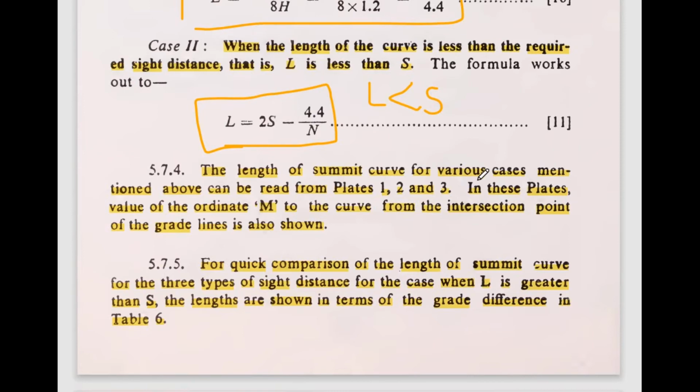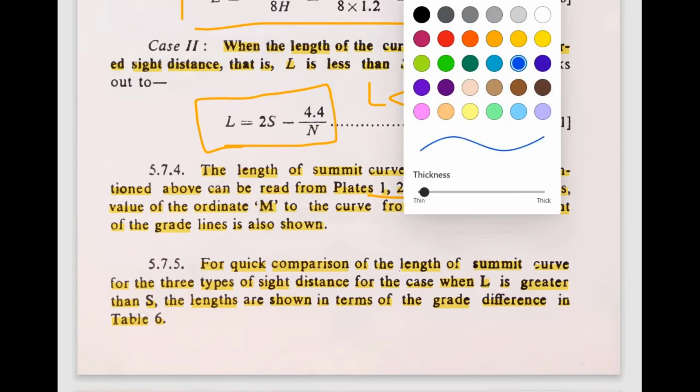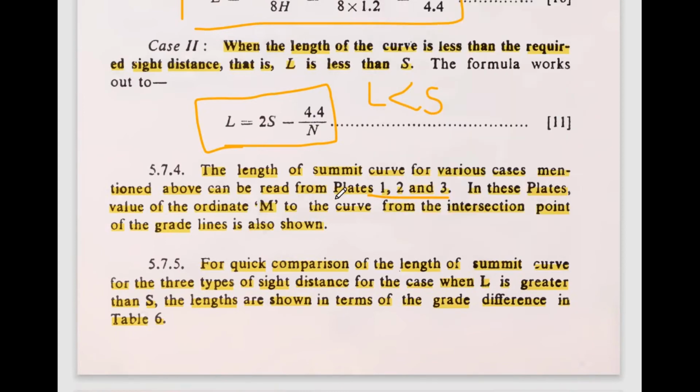The length of summit curve for the various cases mentioned above can be read from plates 1, 2 and 3. So what they are saying is that the length of summit curve can be directly read from plates 1, 2 and 3. In this plate, the value of ordinate M to the curve from the intersection point of the grade is also known. So we'll directly go to plates 1, 2 and 3 and try to understand all the things that they have mentioned.